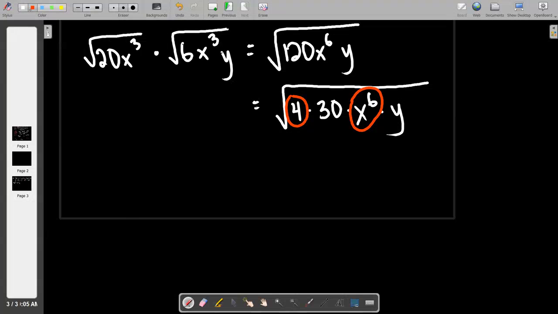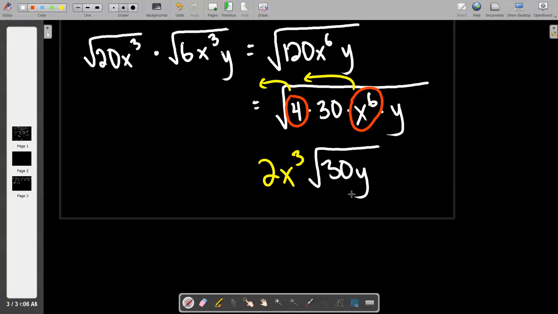So when I take this now and I break people out of jail, 4 is the first jailbreak. What does 4 break out as? A 2. And what does x to the 6th break out as? Good job. And then we've got the guys serving life sentences inside the square root prison, and they are 30 and y. Right? That's not scary, is it, quite?